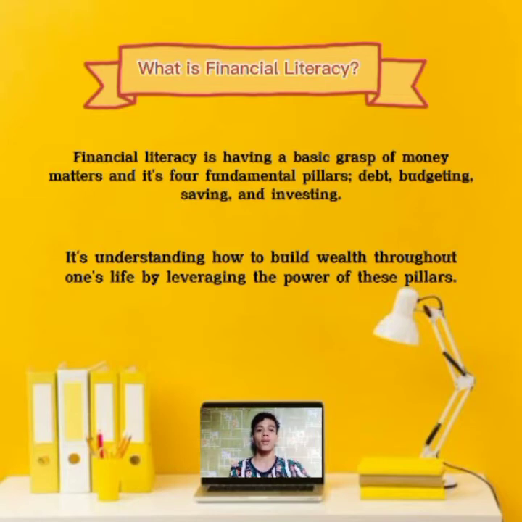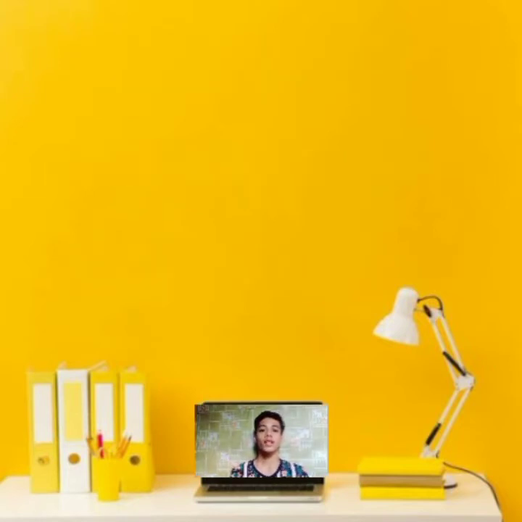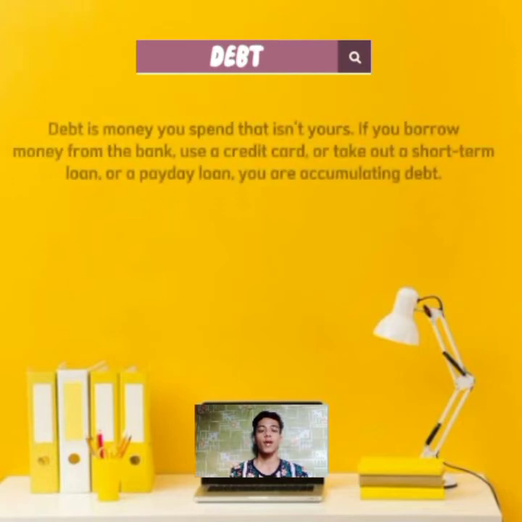So our first pillar is called debt. Debt is money spent that isn't yours.